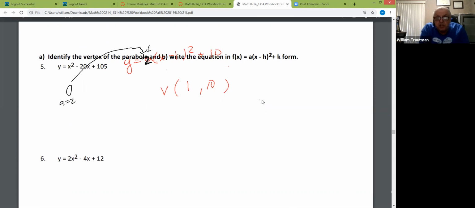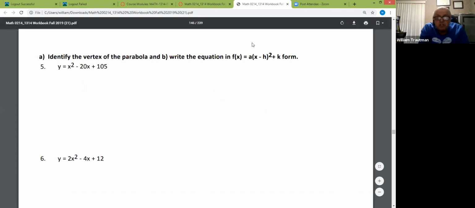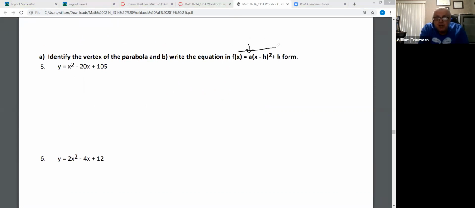Do you see the vertex form up here? The vertex form has the A. You have to put the A in there. Up here, the A was 1. That's why I wrote it as an invisible 1.